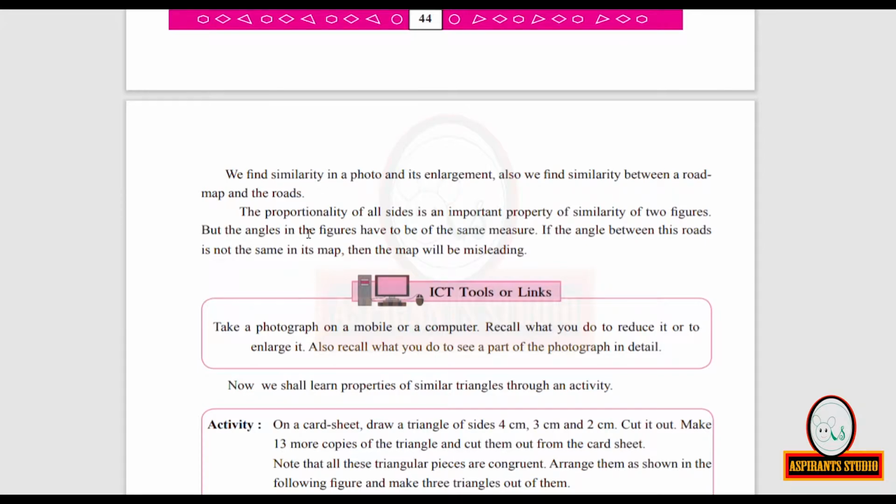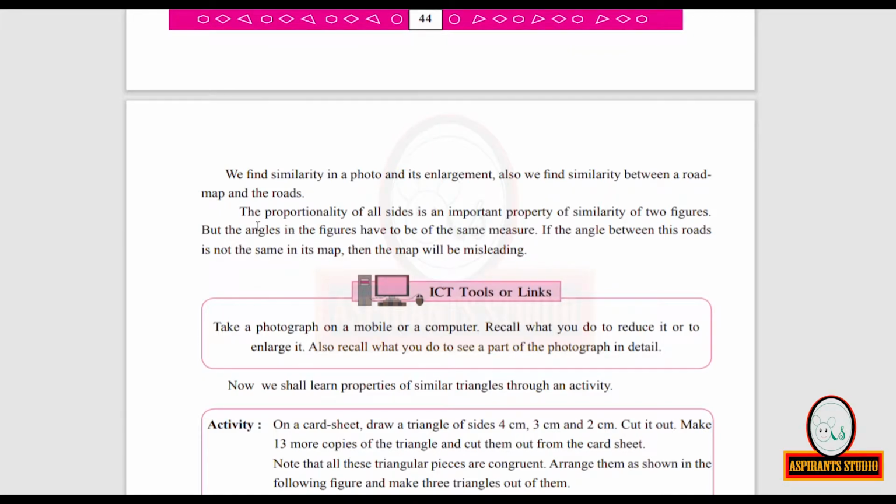The proportionality of all sides is an important property of similarity of two figures. But the angles in the figures have to be of the same measure. If the angle between these roads is not the same in its map, then the map will be misleading.